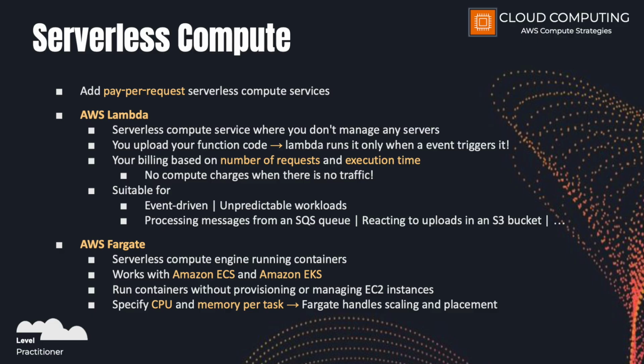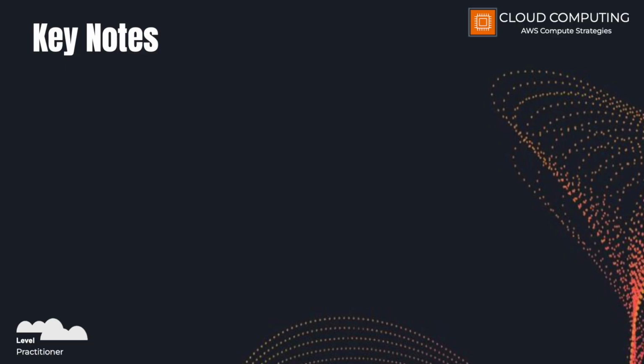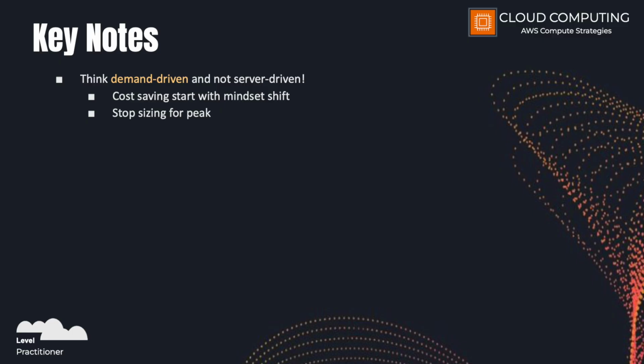Before wrapping up the video, let's quickly go through a few pointers that tie these ideas together that you should remember. The first one is think demand-driven, not server-driven, which means in AWS, cost savings start with a mindset shift: stop sizing for peak and start scaling based on real demand.